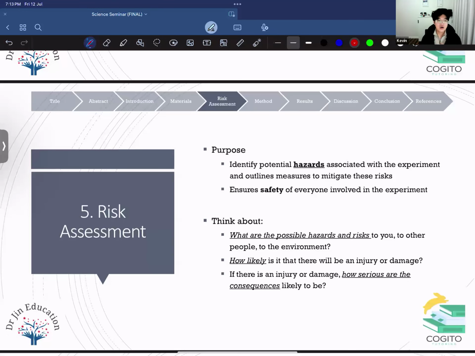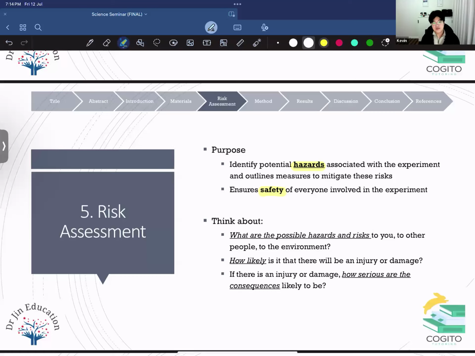We're up to number 5 now, right? We're slowly moving along. Risk assessment. Now, some of you may be a bit young to talk about risk assessment, but eventually I would say it's quite useful, okay? And it is part of a scientific report, okay? Now, the purpose of risk assessment is to identify potential hazards associated with the experiment and outline measures to mitigate these risks. It ensures the safety of everyone involved in the experiment, okay?